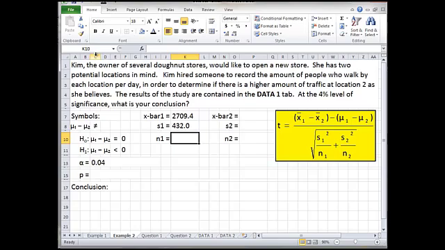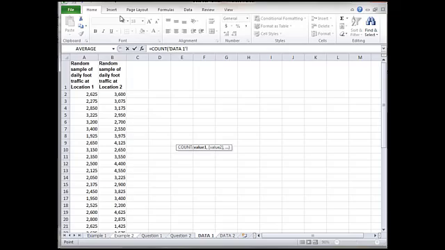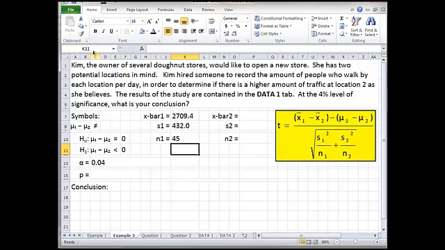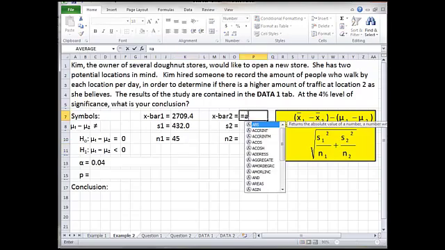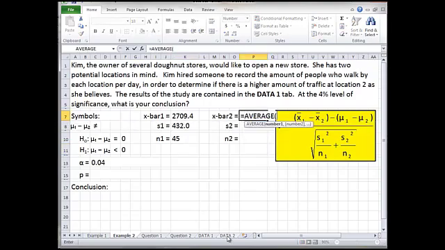A sample size, and because this counts only cells with numbers, I can highlight just the entire column again. Similarly, we need the average, standard deviation and sample size of location 2.